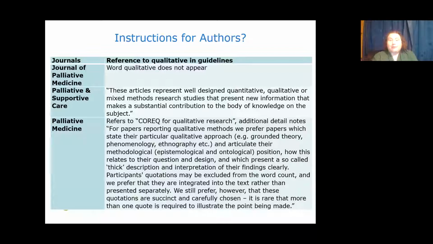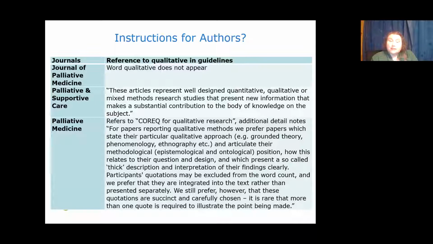And this has been my experience of papers that I've reviewed and written. They're looking for very clear information on the approach or design of your qualitative research, that epistemological and ontological position, how that relates to your question. And they refer to this thick description and interpretation of the findings. So again, they're highlighting some of the methodological standards that they have.